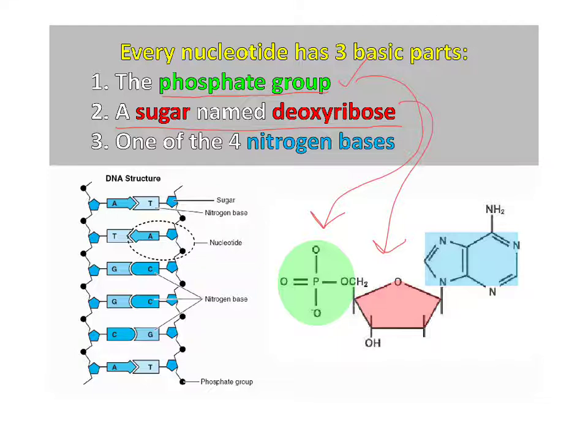The third part of a nucleotide is one of 4 nitrogen bases. The word nitrogen bases is in blue, and the nitrogen base is also shown in blue in the diagram. Take a look at your notes. It asks you every nucleotide in DNA has 3 parts. You need to write in the phosphate group, a sugar named deoxyribose, and one of the 4 nitrogen bases.